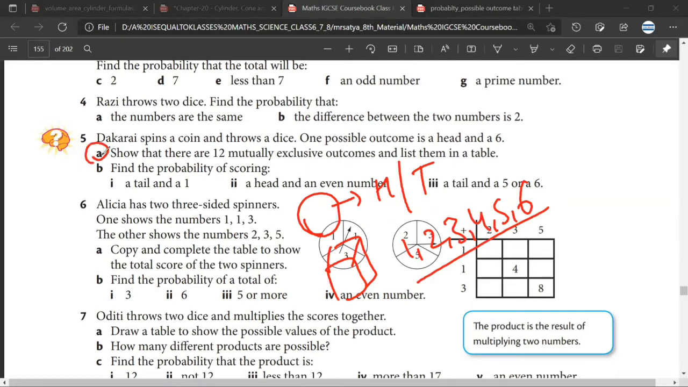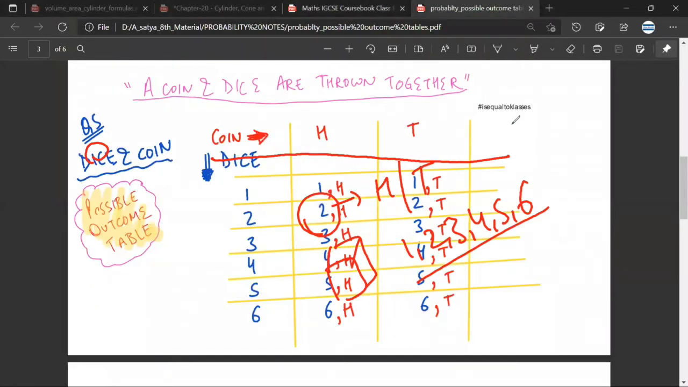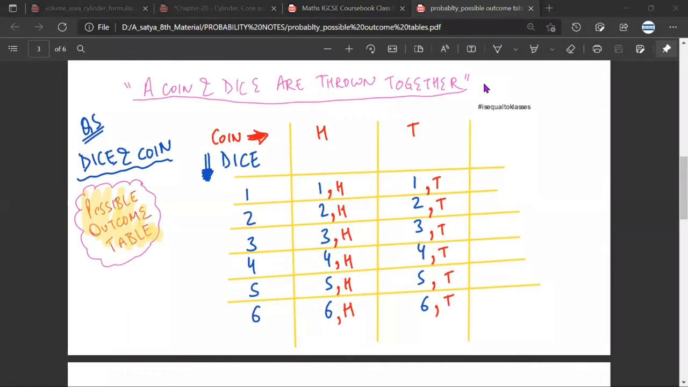So in the first part, what he is asking is to show 12 mutually exclusive outcomes and list them in a table. Basically, he is asking you to make a table like this. So let us look at this table. This is a table when a coin and a dice are thrown together. Have you understood? Yes.